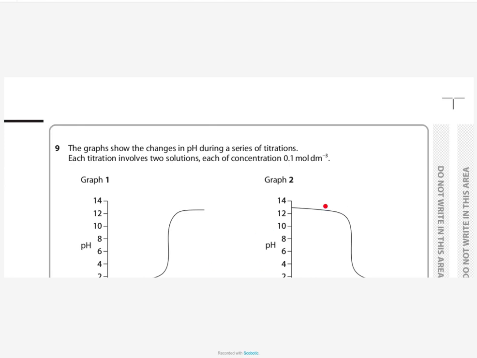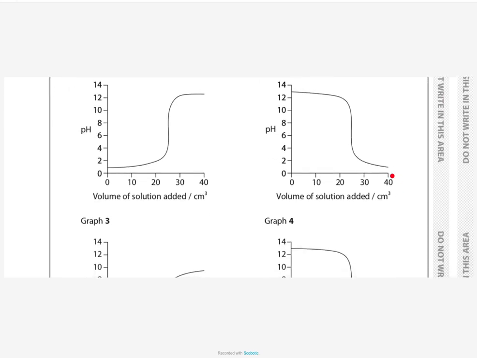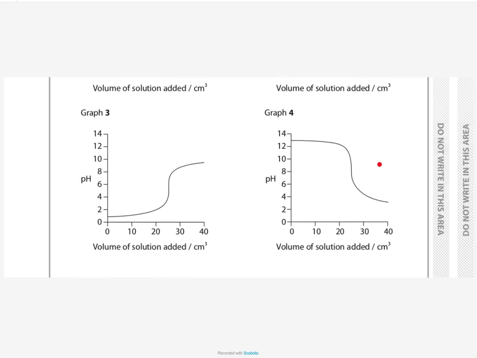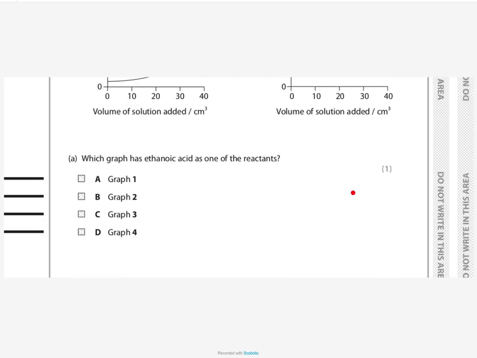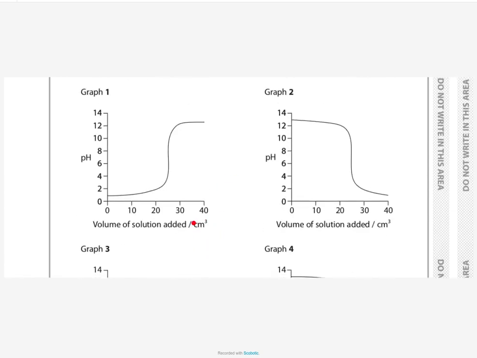Question 9. The graph shows the changes in pH during a series of titrations. Each titration involves two solutions, each of concentration 0.1. Which graph has ethanoic acid as one of the reactants? Ethanoic acid, one of the reactants. Weak acid.